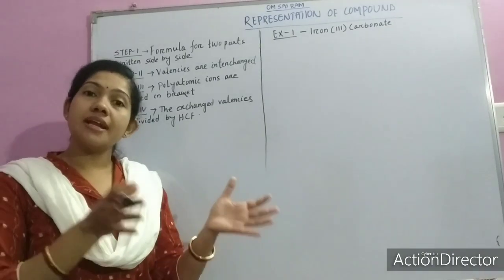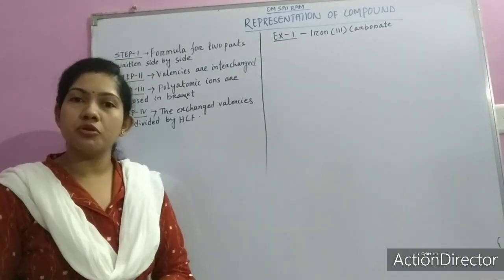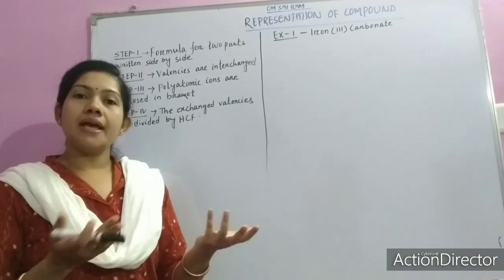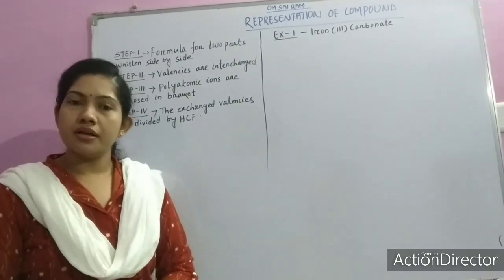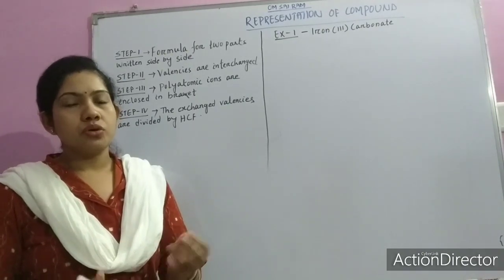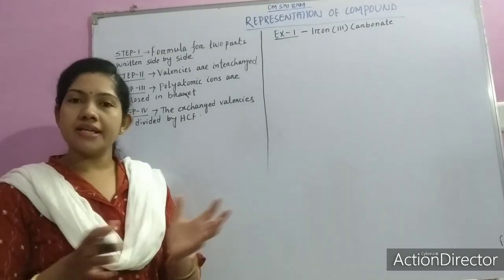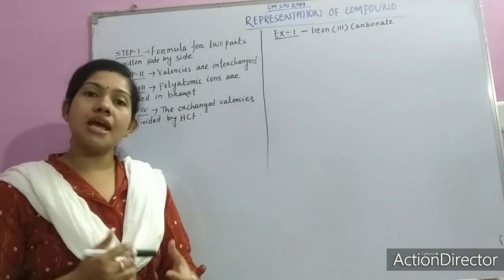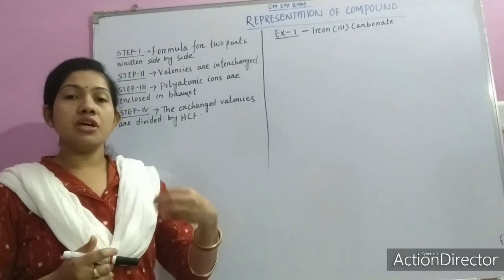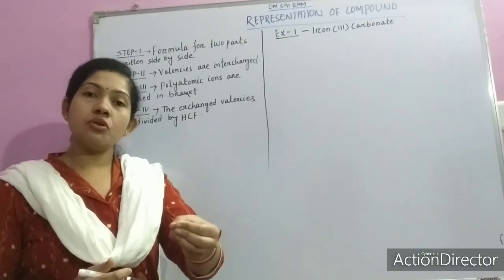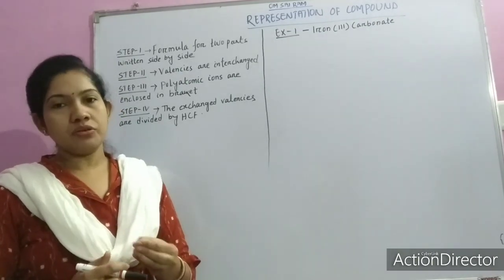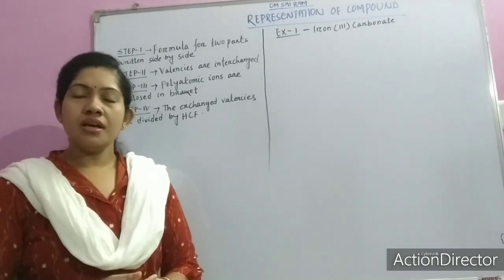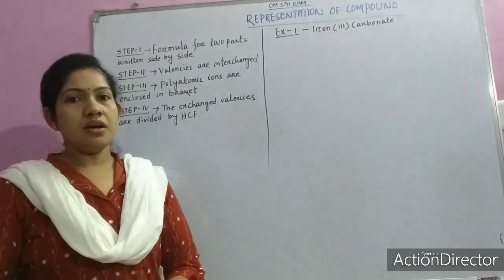How are we deriving the formula of magnesium chloride? Sodium chloride, NaCl. How are we deriving that formula for sodium chloride? Carbon dioxide, CO2. So many formulas we are writing, but how can we derive that formula? How can we know the valency of chlorine? So today we will see how we can derive the formula.